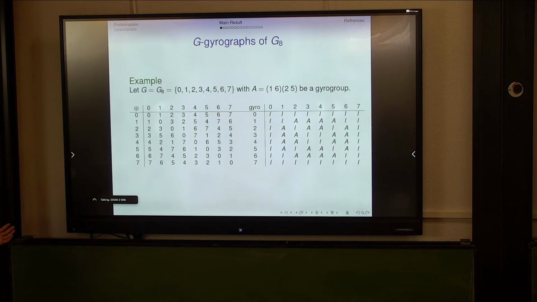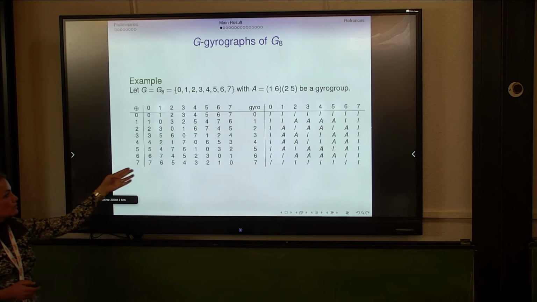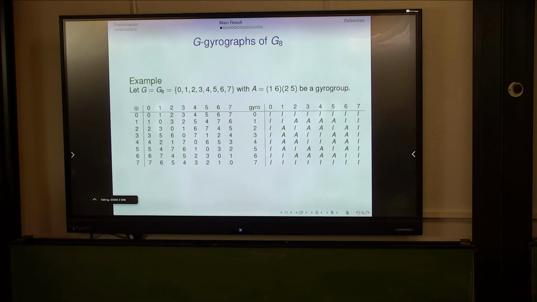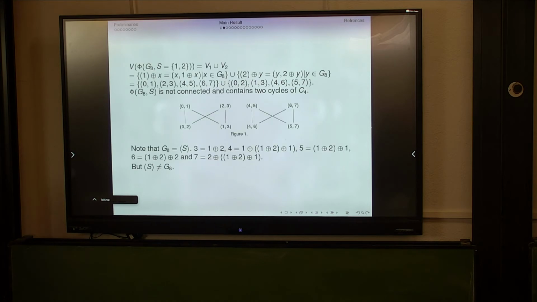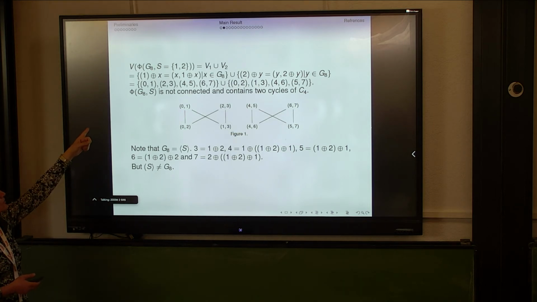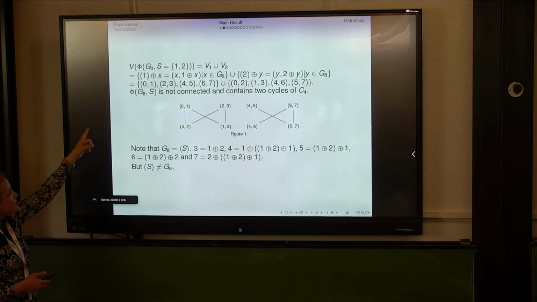Here there is an example of the gyrogroup G8 with the gyro addition table and the gyro automorphism table, which equals 1, 6 and 2, 5. Here there is the structure of the G-graph of the gyrogroup that I call the G-gyrograph. You see where S equals {1, 2}, the structure of the G-gyrograph is shown by phi.